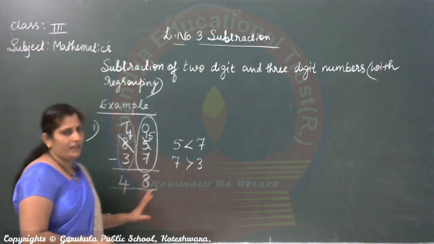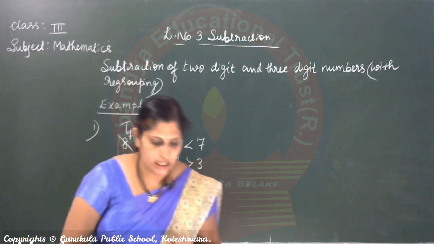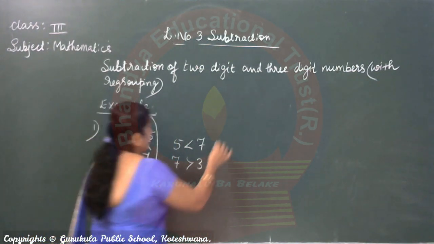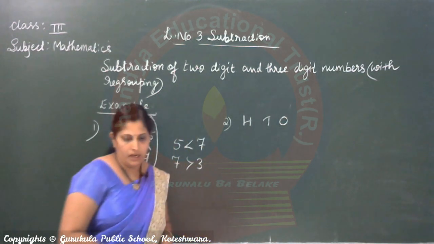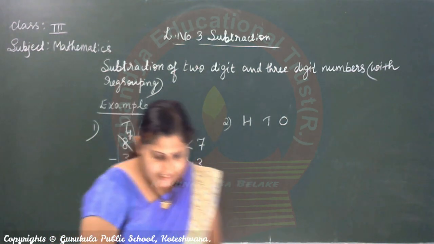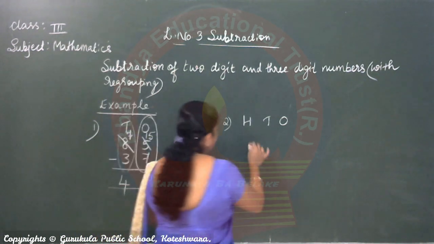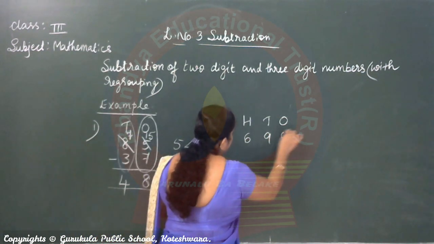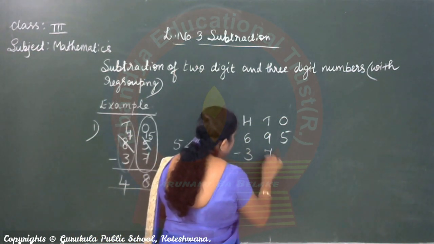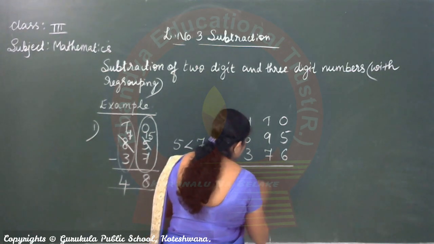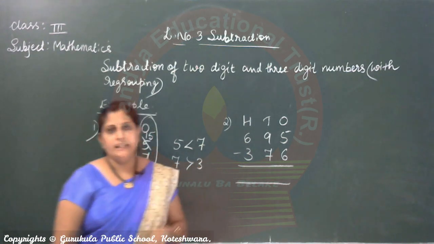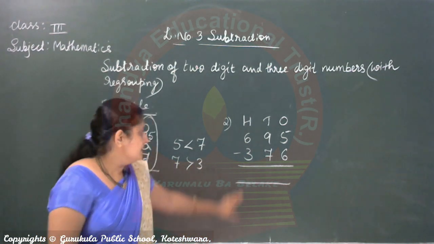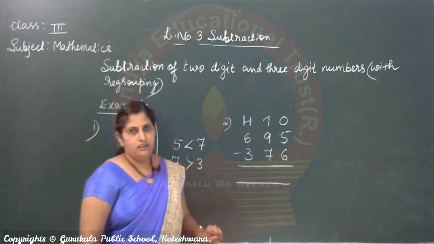Now next we can go through the 3-digit example. Second one. I will take a 3-digit number now: 695 minus 376. So 695 minus 376.